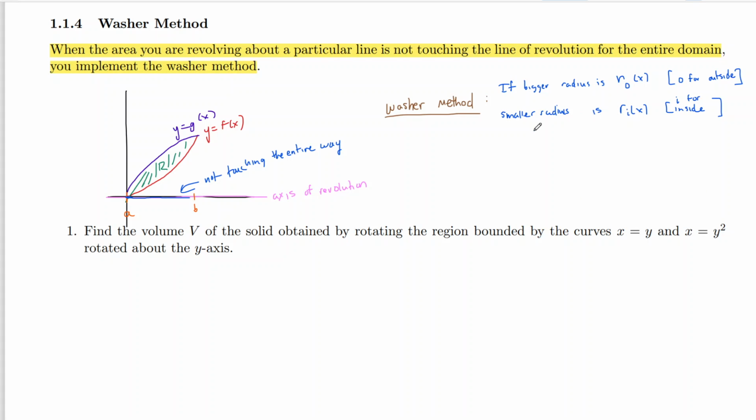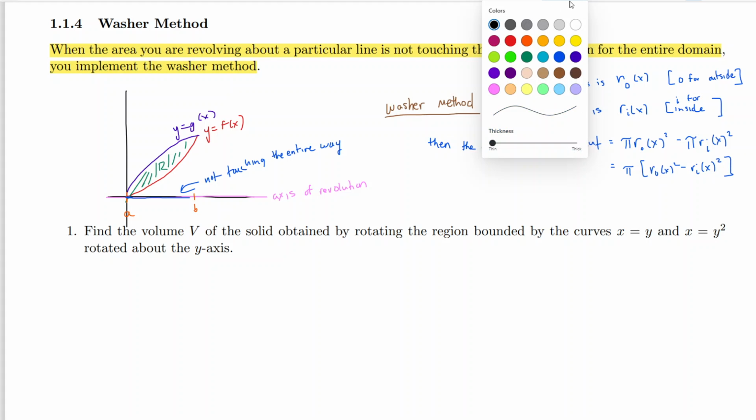Well, if you represent them like this, then the area of the washer, or the donut, so just a circle with a circle cut out from it, is the bigger area, pi times ro of x squared. So that's the area of the bigger one, pi r squared, minus the smaller one, pi ri of x squared. And just to make life a little easier, you can factor the pi out, and you get ro of x squared minus ri of x squared.